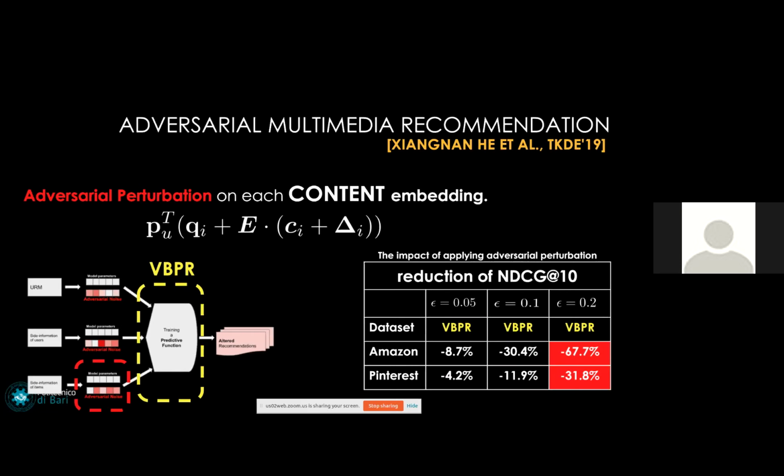Okay, at this point, I would like to give you a hint about other positions where these attacks could be applied. Zheng He and colleagues, in a work tailored for visual-aware recommender systems, investigated the impact of adversarial noise added to the embedding of the item content. In particular, the visual content, for example, extracted via a pre-trained convolutional neural network.